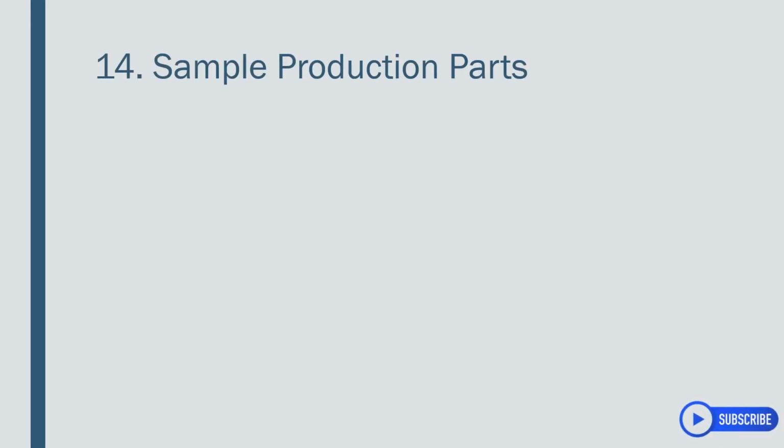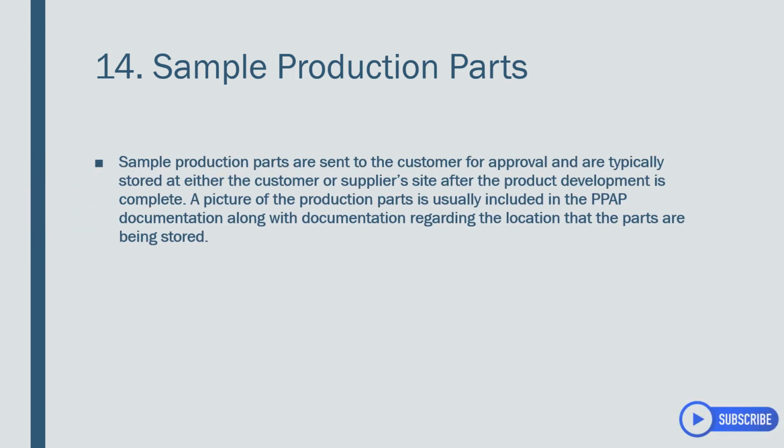The 14th element of PPAP is sample production parts. The sample production parts sent to our customer for approval are typically stored at either the customer or supplier site after the product development is complete.